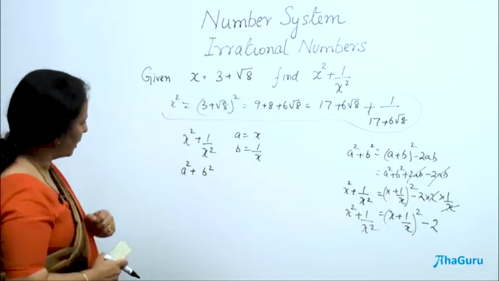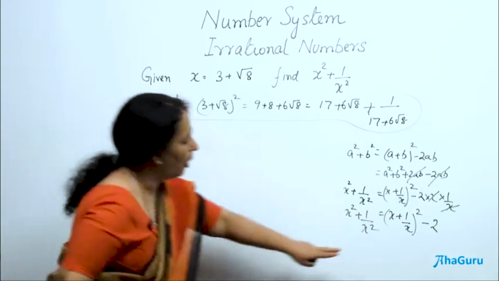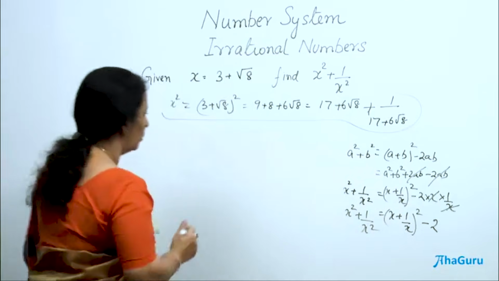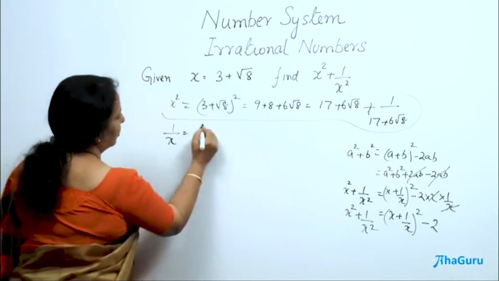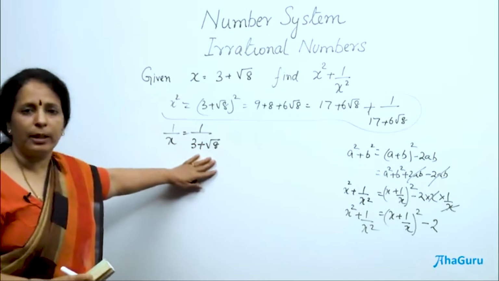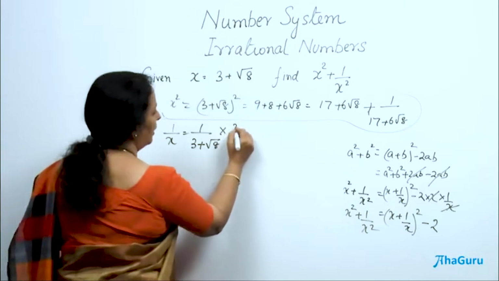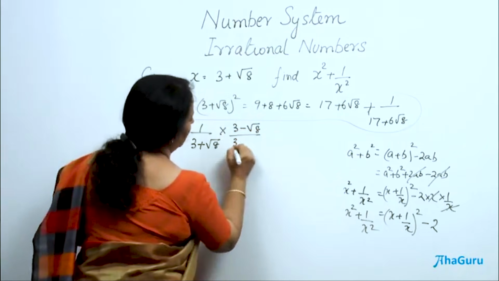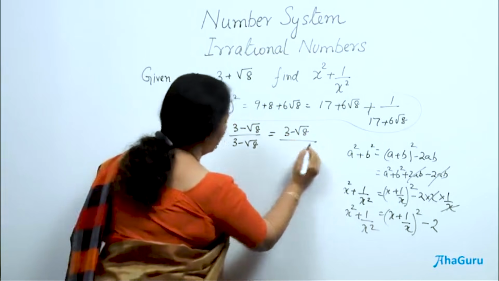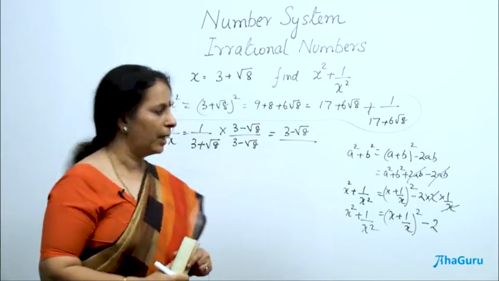So after this, let me solve this here. Okay. Now all I need is x, which is already given. I need 1 by x. And what is 1 by x? 1 by x is nothing but 1 by 3 plus root 8. You have to rationalize this. So I multiply this by 3 minus root 8 and 3 minus root 8. And that will give me 3 minus root 8 in the numerator. Denominator, a plus b, a minus b, a square minus b square.